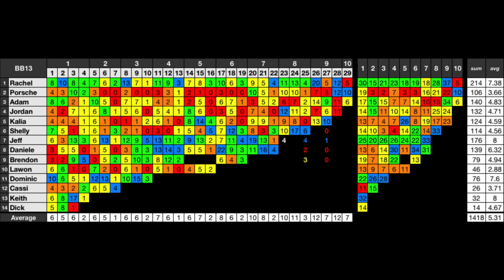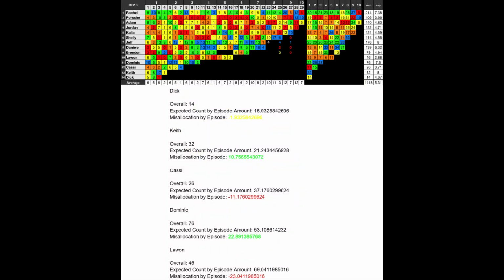Big Brother has 1,418 confessionals, and it has an episode sum of 267. So dividing the former by the latter, we have a rate by episode sum of 5.31, and that is rounded down to 5 confessionals. So, Evil Dick got 14 episodes during his time on the season, and his expected count by episode amount is 15.93, meaning that he has a negative 1.93 misallocation by episode, so he's still in that perfect median where he got fair distribution.